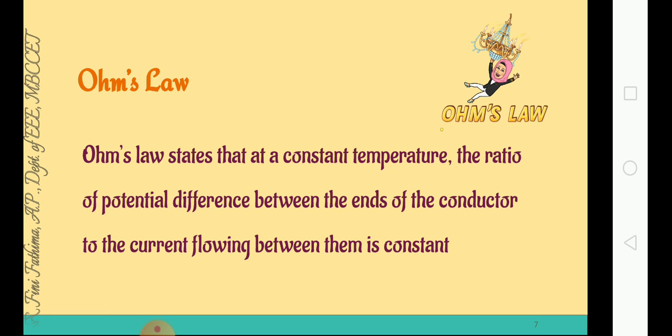So if we are going to discuss Ohm's law, the first question to be asked in the university examination is: state Ohm's law. Ohm's law states that at a constant temperature, the ratio of potential difference between the ends of the conductor to the current flowing between them is a constant. That says that the ratio of potential difference, that is voltage, to the current, that is V by I, is a constant. Ohm's law states that at a constant temperature, the ratio of voltage and current is a constant. So first you have to study the statement.